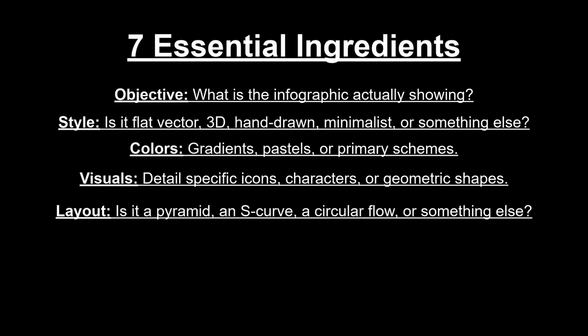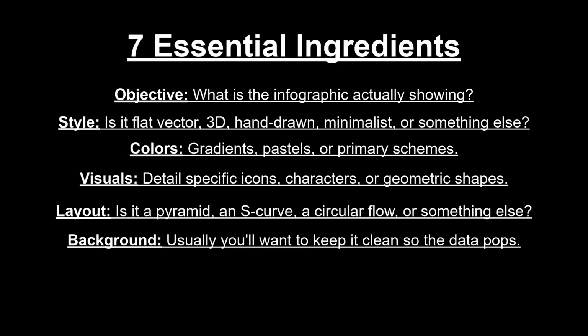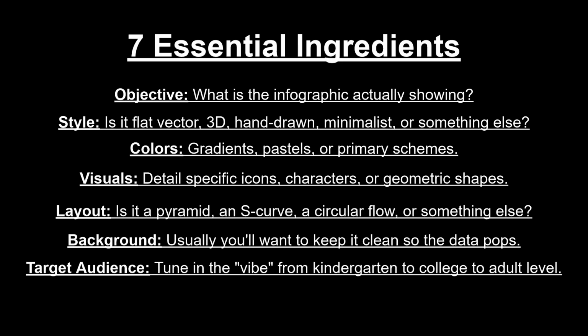The fifth is layout. This is huge. Is it a pyramid, an S-curve, a circular flow, or something else? The sixth ingredient is the background. Usually you want to keep it clean so the data pops. And the last ingredient is the target audience. This helps Nano Banana tune in the vibe. From kindergarten to college to adult level, hit your target every time.